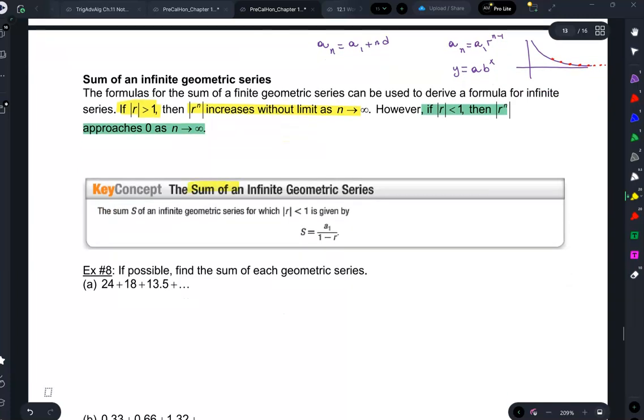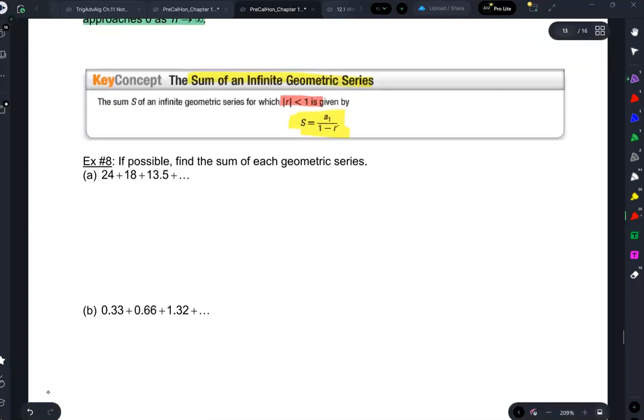All right, so for the sum of an infinite geometric series, this is the formula. But the most important thing is, in order for you to be able to use it, the absolute value of r has to be less than 1. All right, so here is an infinite geometric series. So let's see what r is. 18 over 24, 3 over 4. Absolute value of r is less than 1, so we can go ahead and sum this up.